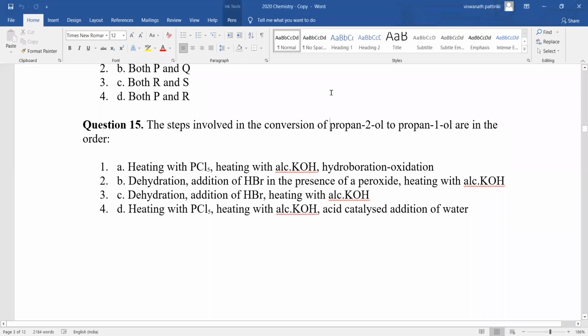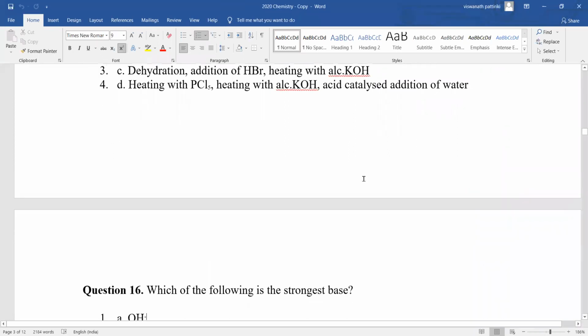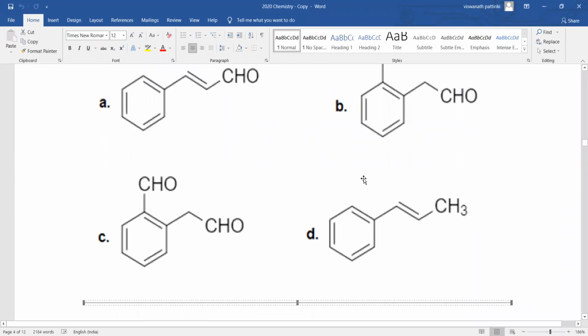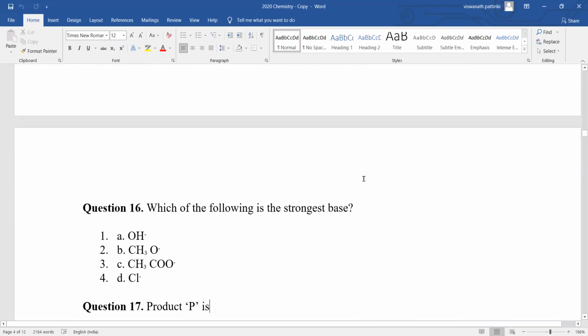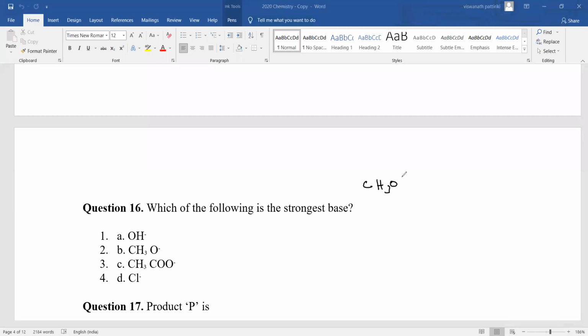And the next question is, which of the following is the strongest base? See, we know that a weak acid will give a strong conjugate base. So CH3OH is a weak acid and its conjugate base is strong. Okay, and the next one.